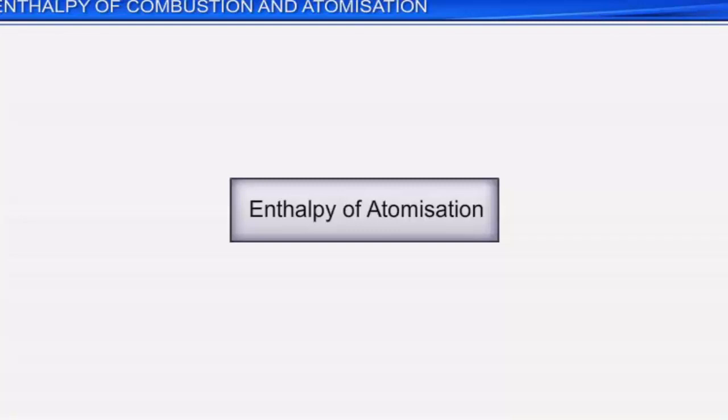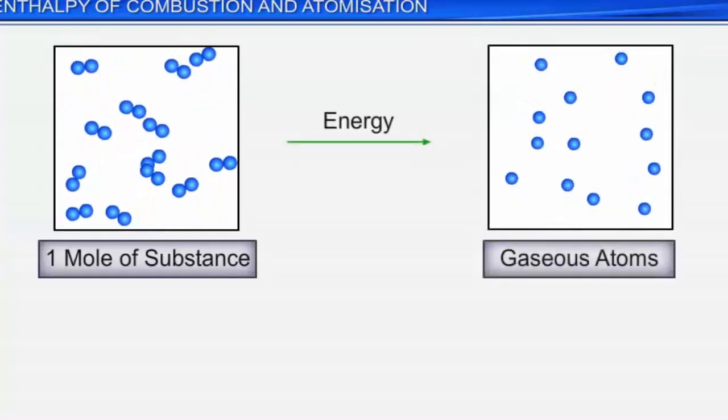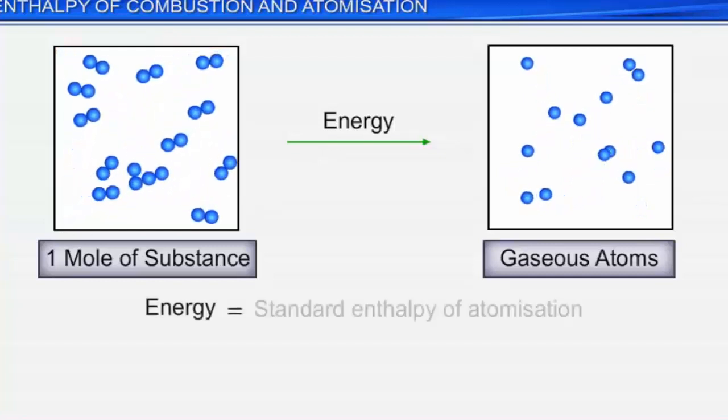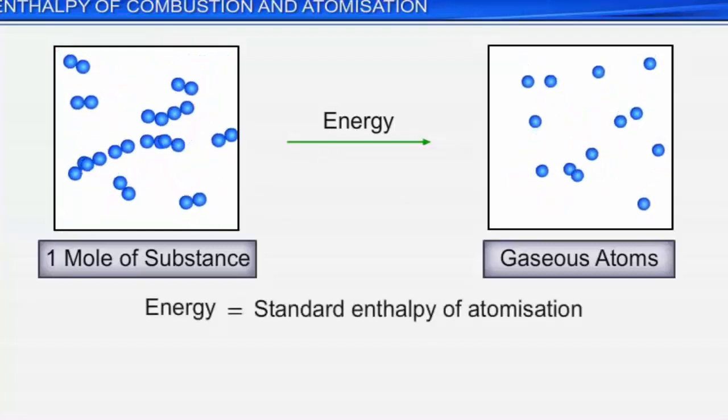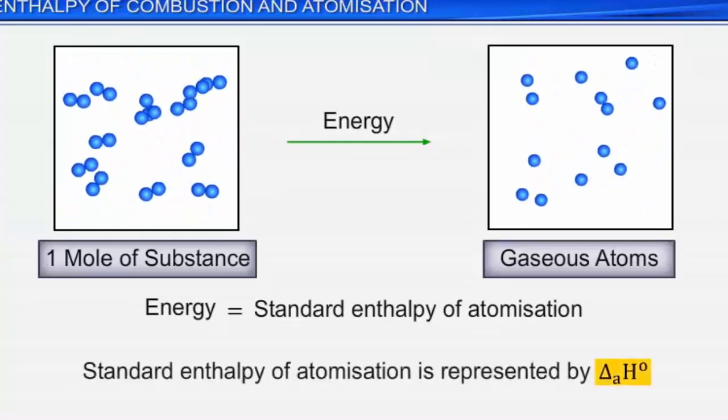Now let's look at enthalpy of atomization. When 1 mole of a given substance dissociates into gaseous atoms, the enthalpy change accompanying the process is called the standard enthalpy of atomization. It is represented by delta aH naught.